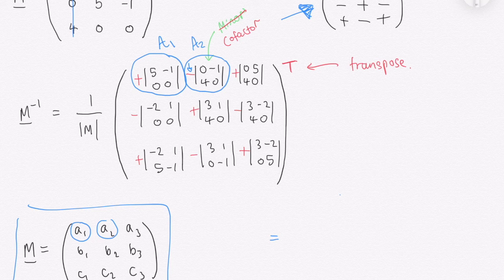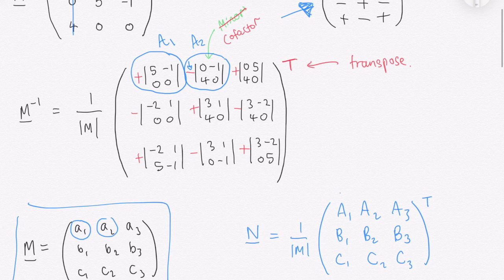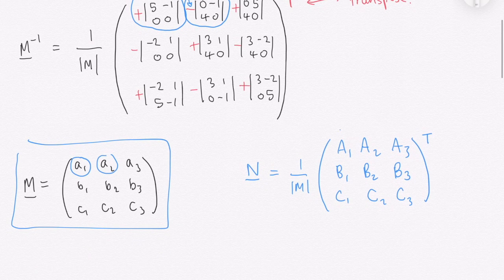So the matrix that we constructed in the previous video is equal to 1 over the determinant of M multiplied by the cofactors A1, A2, A3, B1, B2, B3, C1, C2, C3, but remember we need to transpose this, so we're going to swap our rows and our columns. But we don't know that this is the inverse matrix, so we can't call it M inverse. I'm going to call it N, but the aim is to show that N is in fact equal to M inverse.